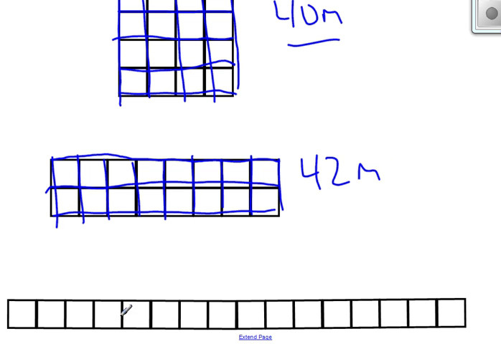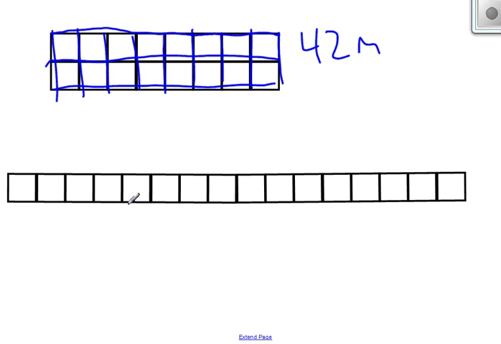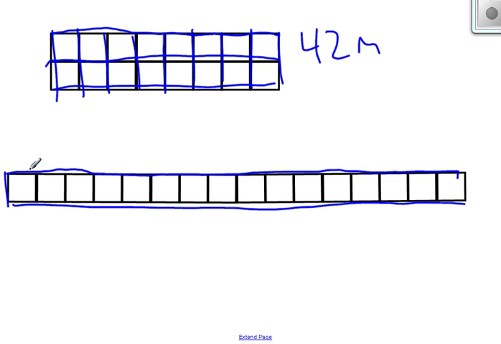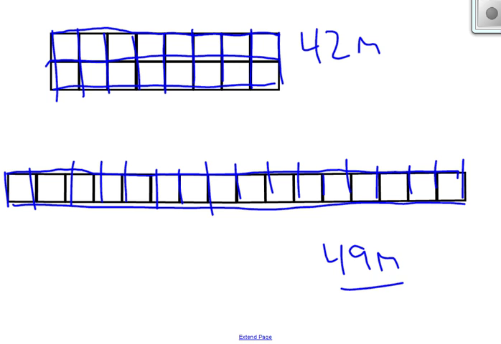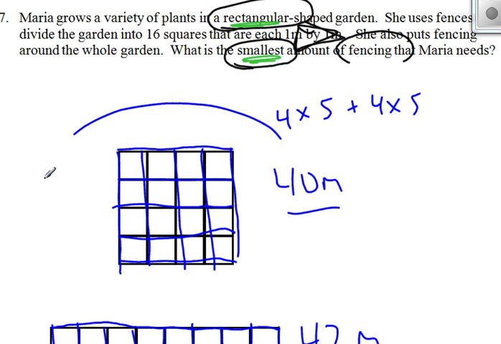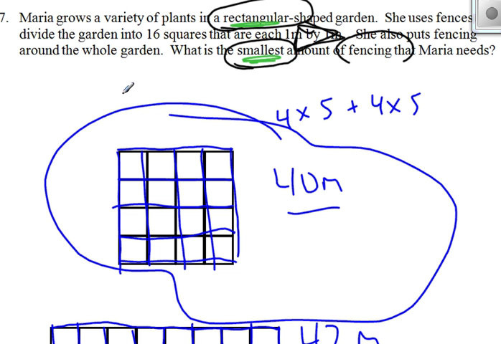So what if you really didn't believe me about the square issue and you made this garden? 1, 2, 3, up to 16, then 32, 33, 34, and so on up to 49. 49 meters worth of fencing. Smallest, a square. Yes, indeed. We knew that, didn't we?